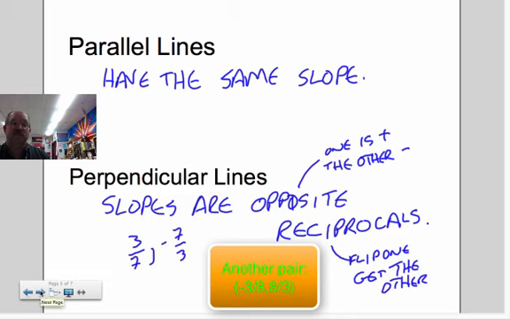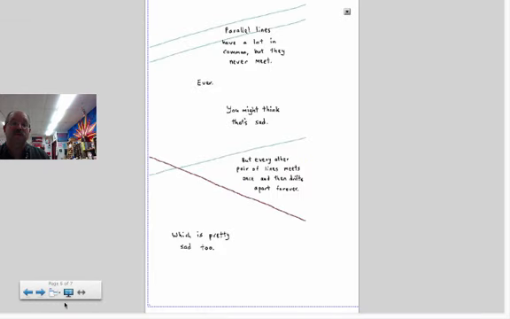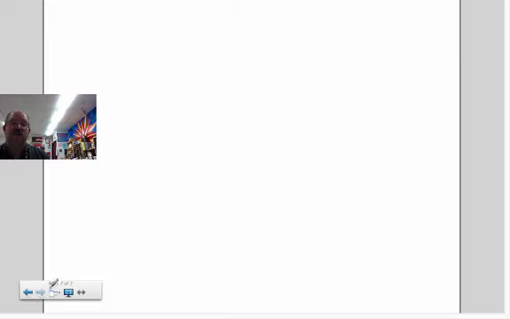That's it. Two concepts. Stop. Take a moment. Read. Reflect. Ponder. Pause if you need to. That's all we've got. Parallel and perpendicular lines. Simple as that. Parallel lines have the same slope. Perpendicular lines, slopes are opposite reciprocals.